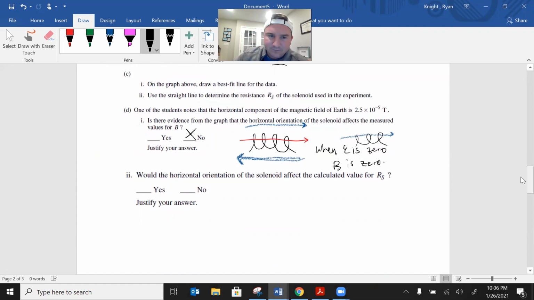Would the horizontal orientation of the solenoid affect the calculated value for R? That one's always going to be no. Regardless of whether Earth's magnetic field is affecting our problem or not, the answer is going to be no, because what we're looking at when we're calculating R is the change in magnetic field with respect to the change in EMF.